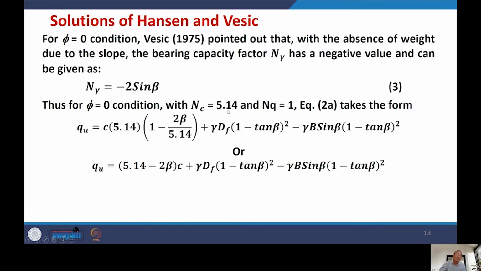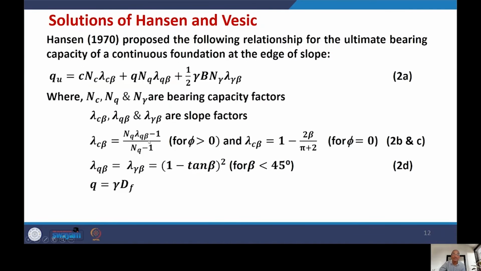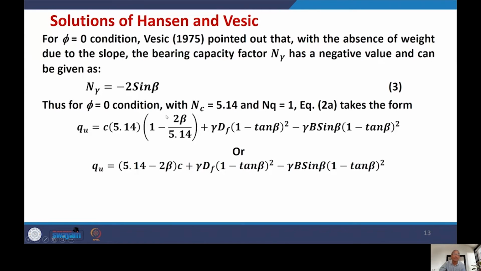So for phi equal to 0 condition, NC is 5.14, NQ is equal to 1, and therefore this equation 2a will take the following form. This equation becomes NC, you have substituted 1 minus pi beta by 5.14, and NQ has been substituted here, and in the meantime you have q, gamma Df, and NQ is 1. Then finally, that N gamma is substituted by sine beta, and then you end up here in this equation.